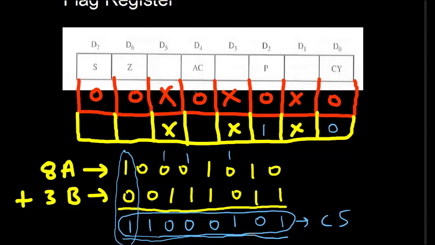Then auxiliary carry. Auxiliary carry is set when a carry is generated by D3. This is the D3 bit. This D3 bit generates a carry and passes it to D4. So here we see this is generating a carry, so this becomes 1. The result is not 0, so the zero flag is 0. And the sign flag depends on the D7 bit. If the D7 bit is 1, this is 1. So this is how we get the flag status after this operation.